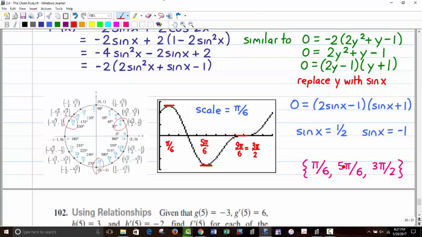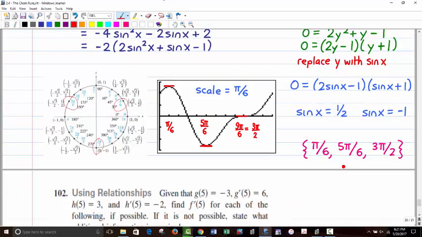So those are your 3 x values that would give you horizontal tangents. You see the graph. I scaled it by pi over 6 because 6 is the common multiple between those three, because that 3 pi over 2 would be the same as 9 pi over 6. So it's easier to see. You can count the x units better that way.